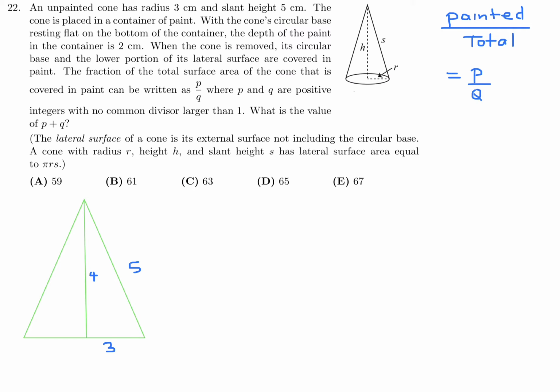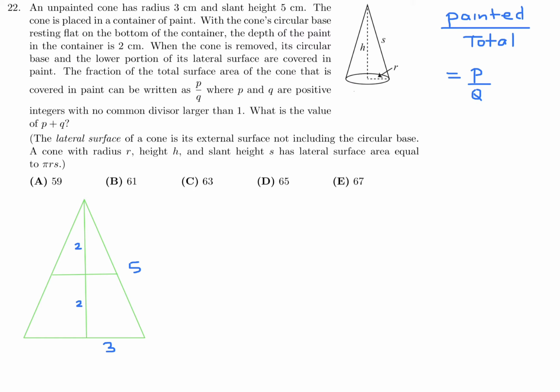Okay, so now the paint is going up to 2. Or sorry, not the slant height, but the actual depth. So if the height is 4, that's basically halfway, so approximately here, right? Approximately there. So that means this would be 2 and that would be 2.